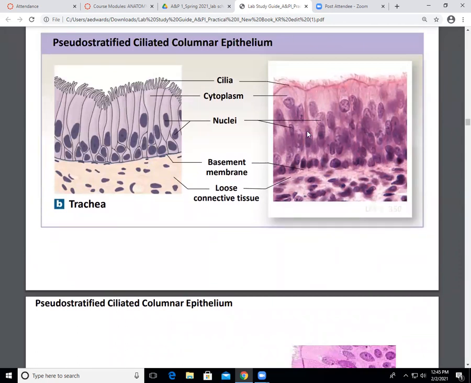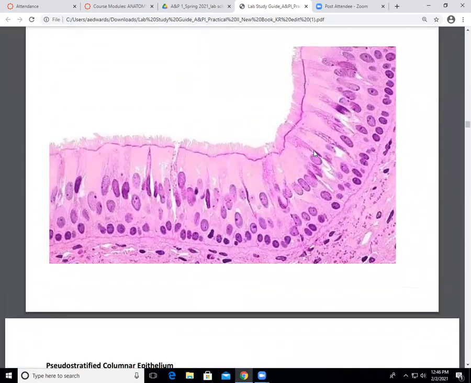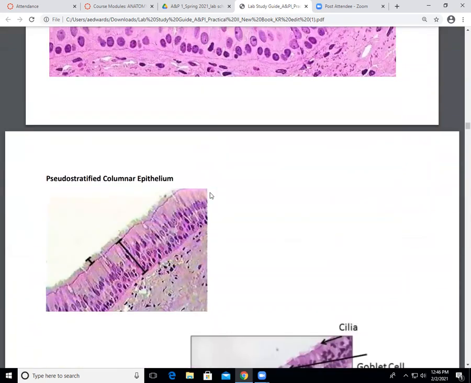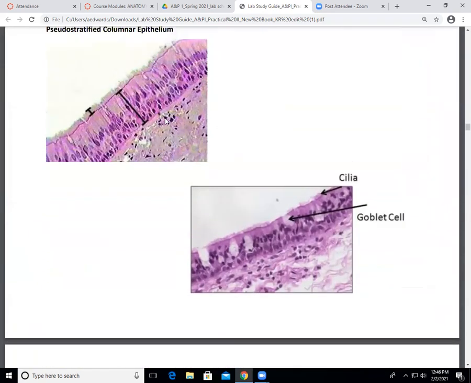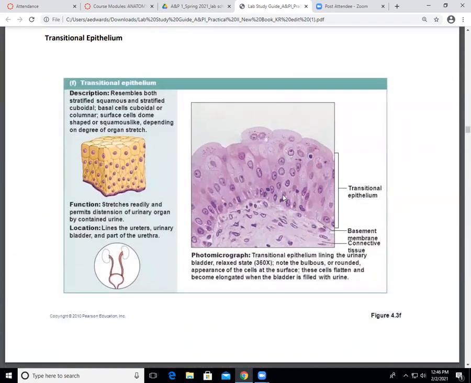And this is not as clean. I don't know if you could tell the difference between this and stratified columnar epithelium, but with that it's very clean. I mean, you can really almost see the lines, right? With this, it's just kind of garbled, right? Again, here it's kind of garbled. You don't have the clear, distinct lines. So that's pseudostratified columnar epithelium. Same here. And then again, there's some goblet cells and cilia.